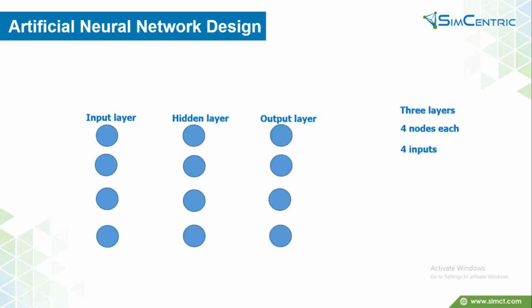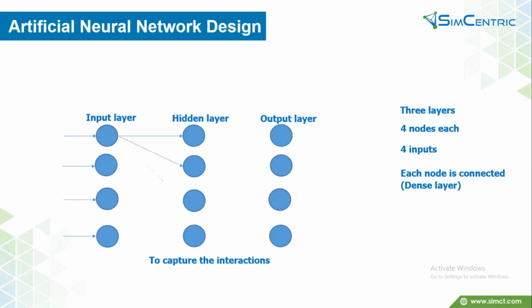And as you can see, there are 4 inputs to the input layer. Another important thing is all of these nodes are interconnected with each other. We call that kind of structure or layer a dense layer, right? If the nodes are interconnected with each other, we call that layer a dense layer. The purpose of implementing this kind of hidden layer is to capture the interactions between the data. So like this, every node gets connected with each other.